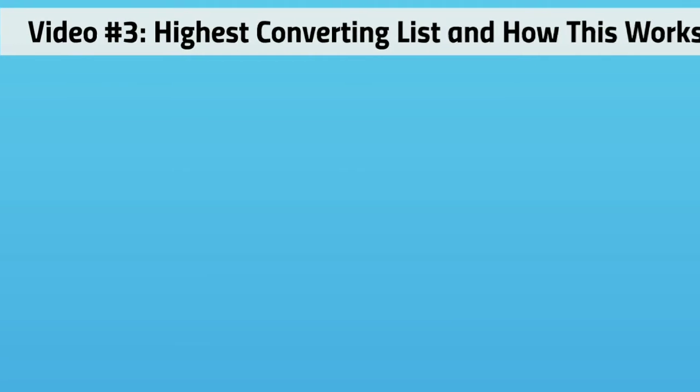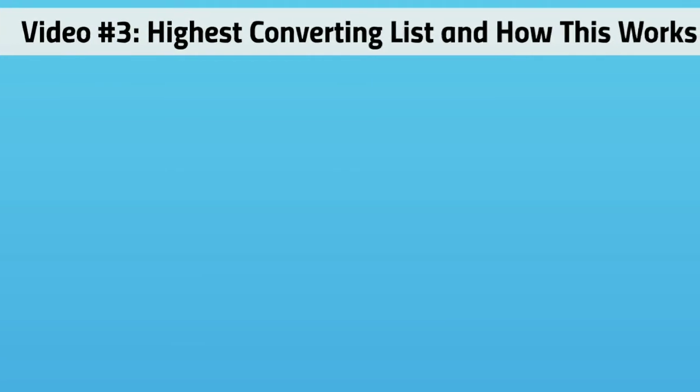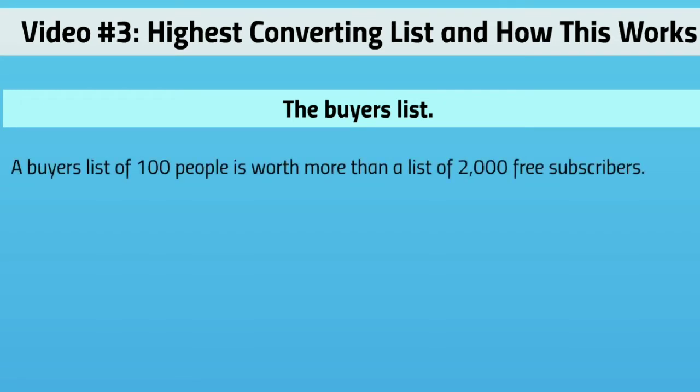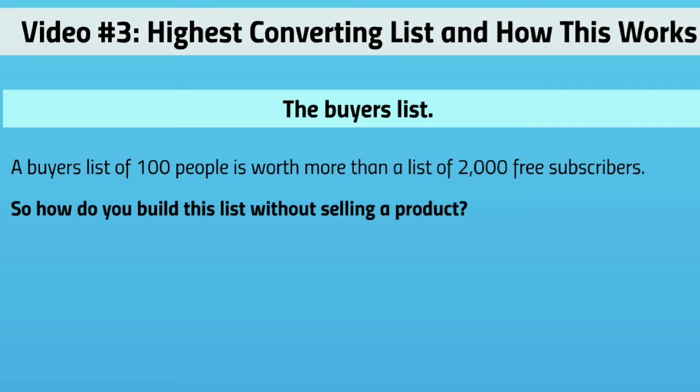Okay, so welcome back. This is video number 3, and we're going to talk about the highest converting list and how it works. We talked about in the previous video that this is the buyer's list. A list of 100 people is worth way more than a list of 2,000 free subscribers. So think about it, because these are people who actually know you. They have purchased a product, somebody else's product, but they still know you and they have seen you on the thank you page. I'm going to talk more about the formula and how it works in just a minute, so you'll be able to see everything in a bird's eye view.